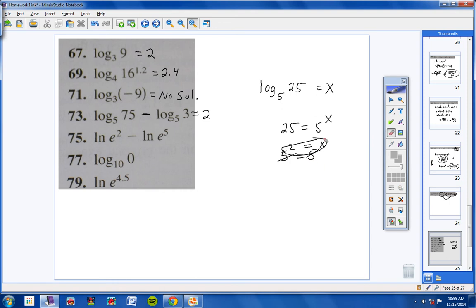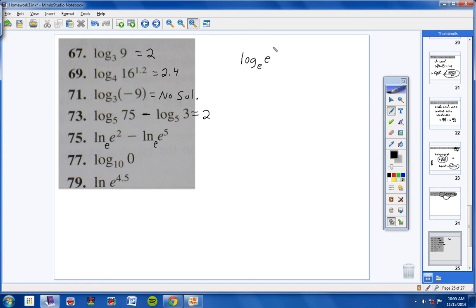Moving on to number 75. Okay, again, we have two logarithms. They're both base e. Okay, let's go ahead and, to be honest with you guys, this one here would be easier if we just went ahead and solved each logarithm by itself. Log base e of e squared minus log base e of e to the 5th.